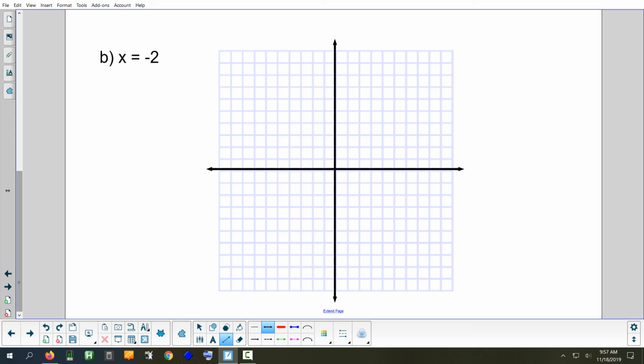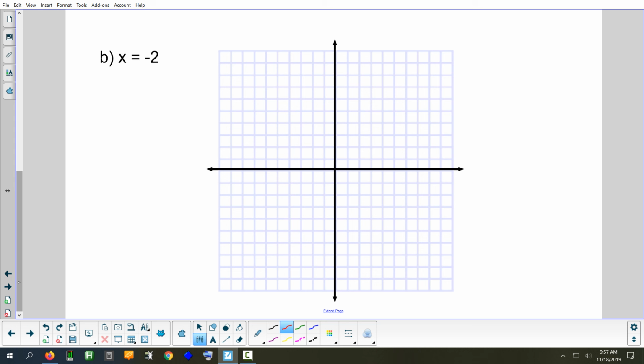So what kind of line are we going to draw? Vertical. Vertical at what number? -2. All right, so that's what we got to do. Draw a vertical line at -2. Okay, how do I do that? Somebody explain to me, like, what do I do with my pencil?